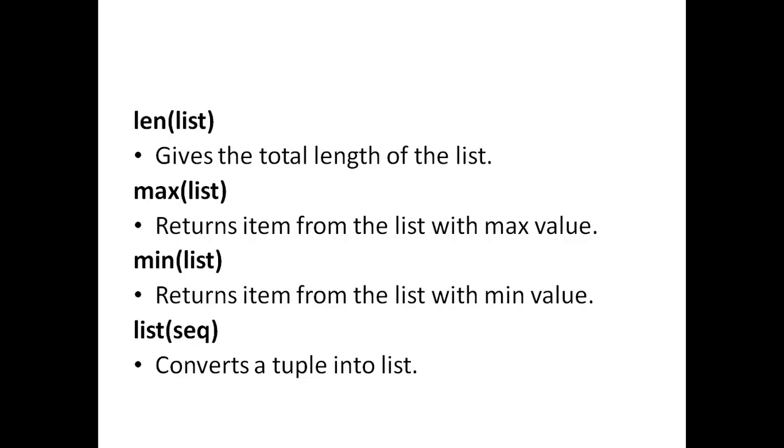There are some other important functions which we can apply over the list, that is the len function which returns the number of elements in the list. Then there is the function max which returns the maximum value element from the list. Similarly we have the min function which returns the minimum value, and then we have an important function list which typecasts another sequential object into a list.